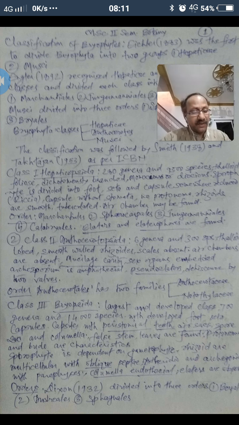Antheridia and archegonia with paraphyses. Columella is endothecial, and elaters are absent. The paraphyses with the sexual organs are also very specific characters. Orders: Dixon 1932 divided them into three orders: Bryales, Andreaeales, and Sphagnales.